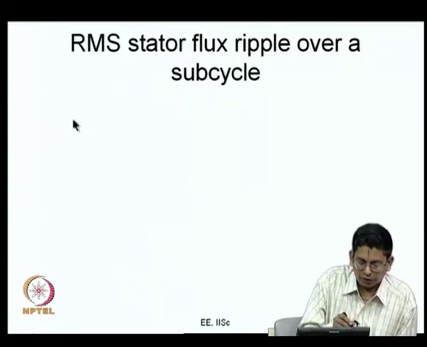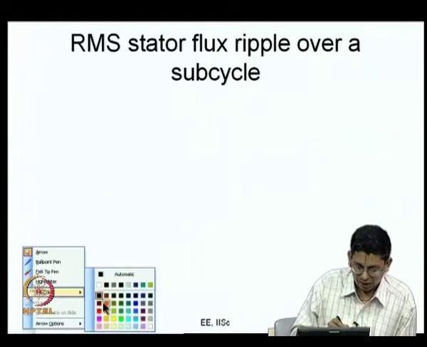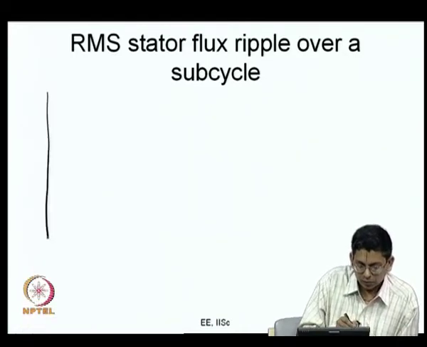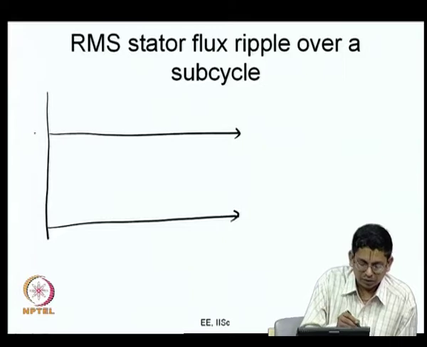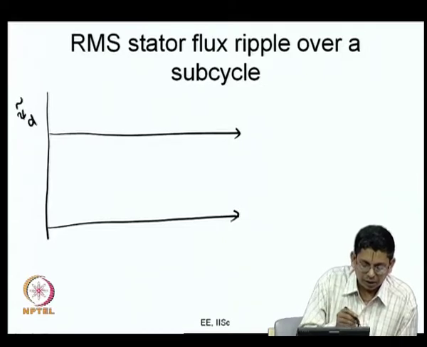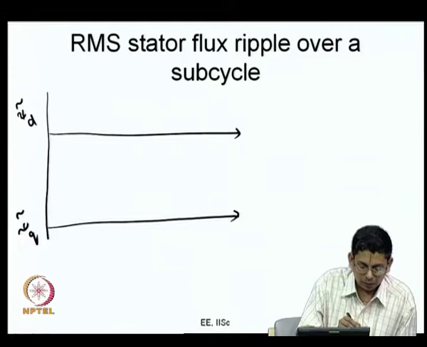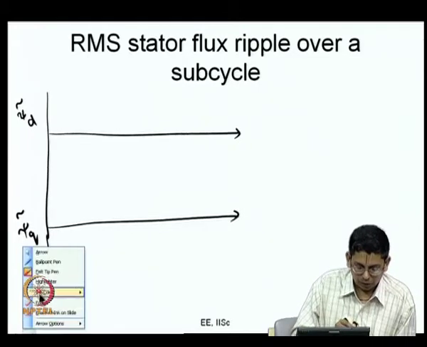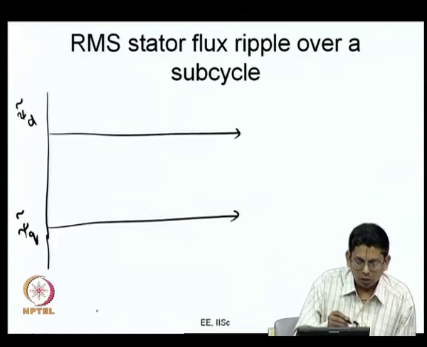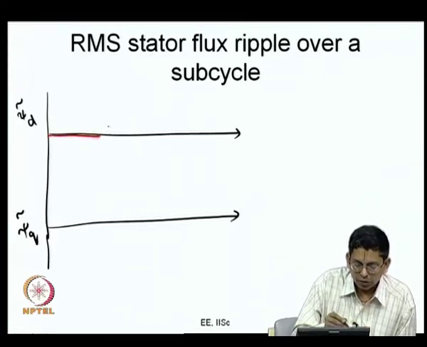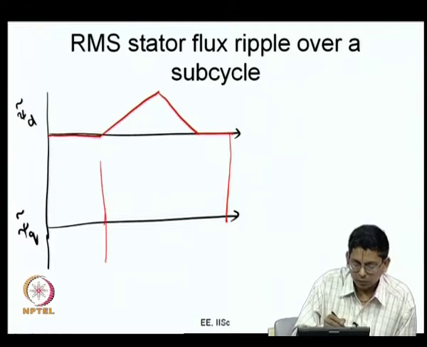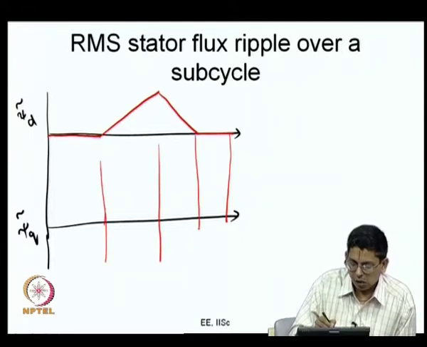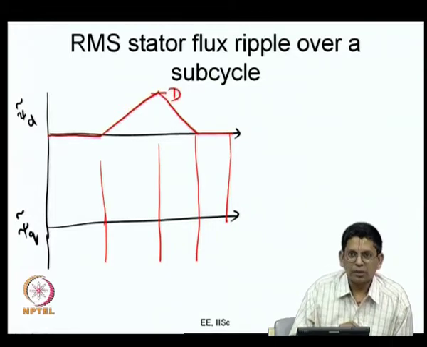How would you get the RMS stator flux ripple over a subcycle? Let me go over and do that figure again now. So, let us say that I have this d axis and the q axis things. Let me call this psi d tilde, and I will call this psi q tilde, right. Let me just choose a different color. Now, what I had was something like this was the nature of my d axis ripple, and this is some capital D.